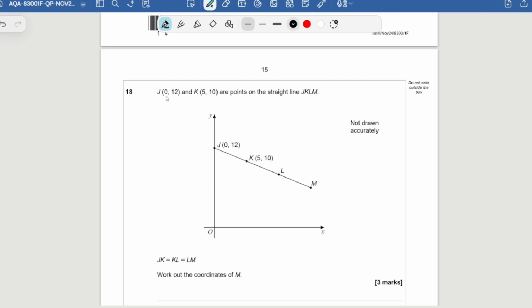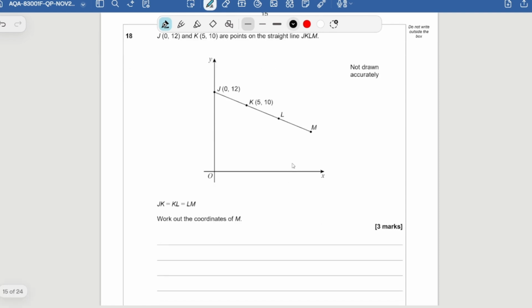The point J is (0, 12) and the point K is (5, 10). They are points on the straight line JKLM, and JK is equal to KL is equal to LM. Work out the coordinates of the point M. So we have this information. The coordinates of the points J and K are given to us. And it says that the distance from J to K is equal to the distance from K to L, which is in turn equal to LM. So how do we figure out the coordinates of the point M?